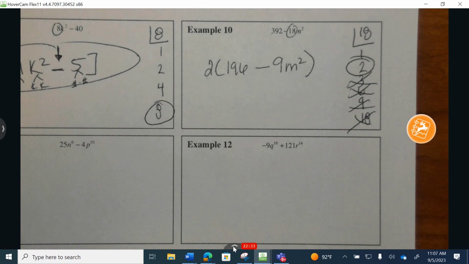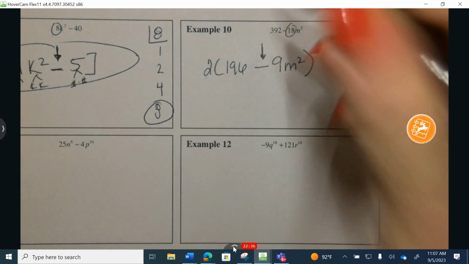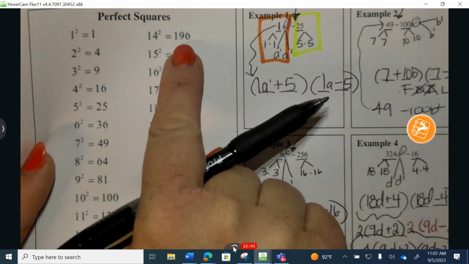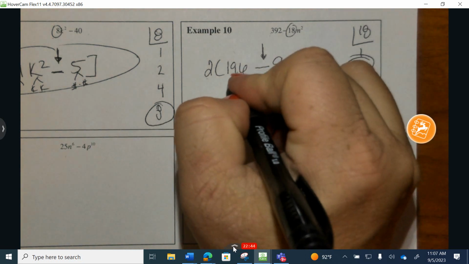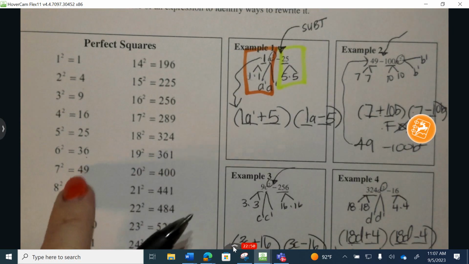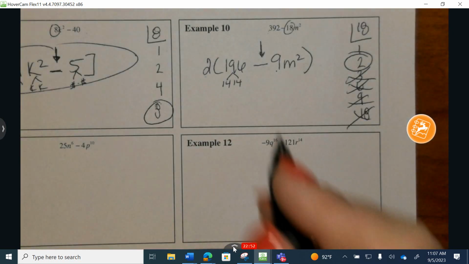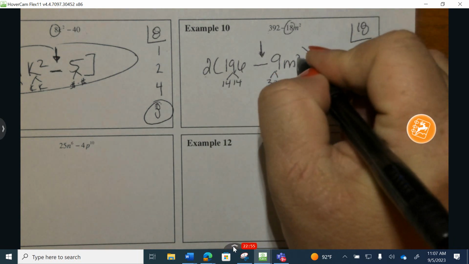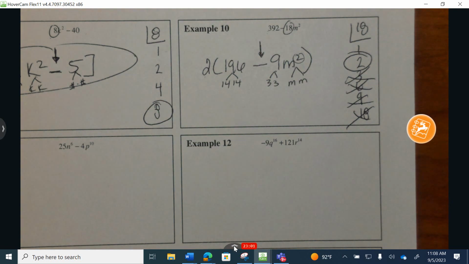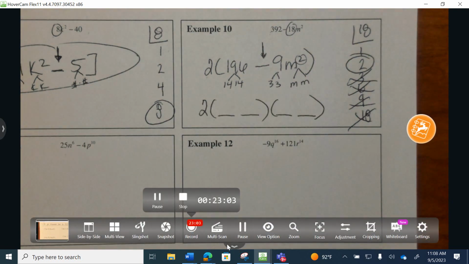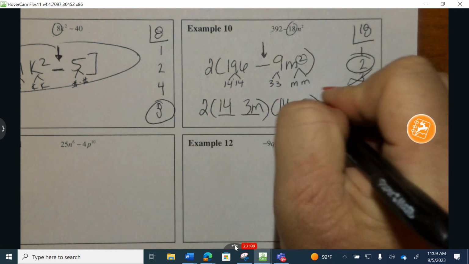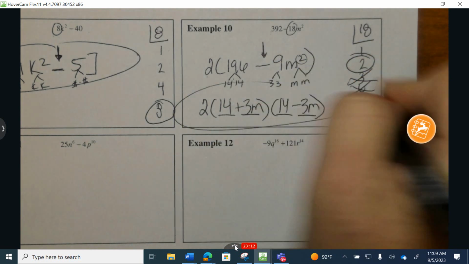How do you know if you can go further? Well, you have to have subtraction here in the middle. I'm good. And now I'm going to find, is 196 a perfect square? 196 is a perfect square. 14 times 14. 9, is 9 a perfect square? 9 is a perfect square. It's 3 times 3. M squared divided by 2 is M times M. Okay, you ready? 14's going front. 3 M's going back. 1 is addition, 1 is subtraction, and we're done.